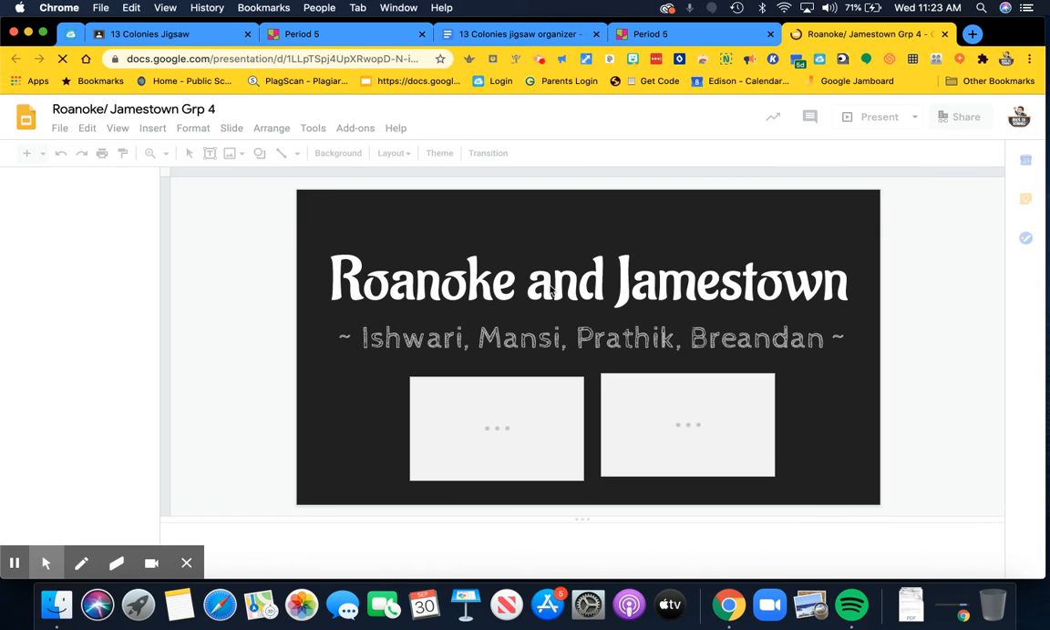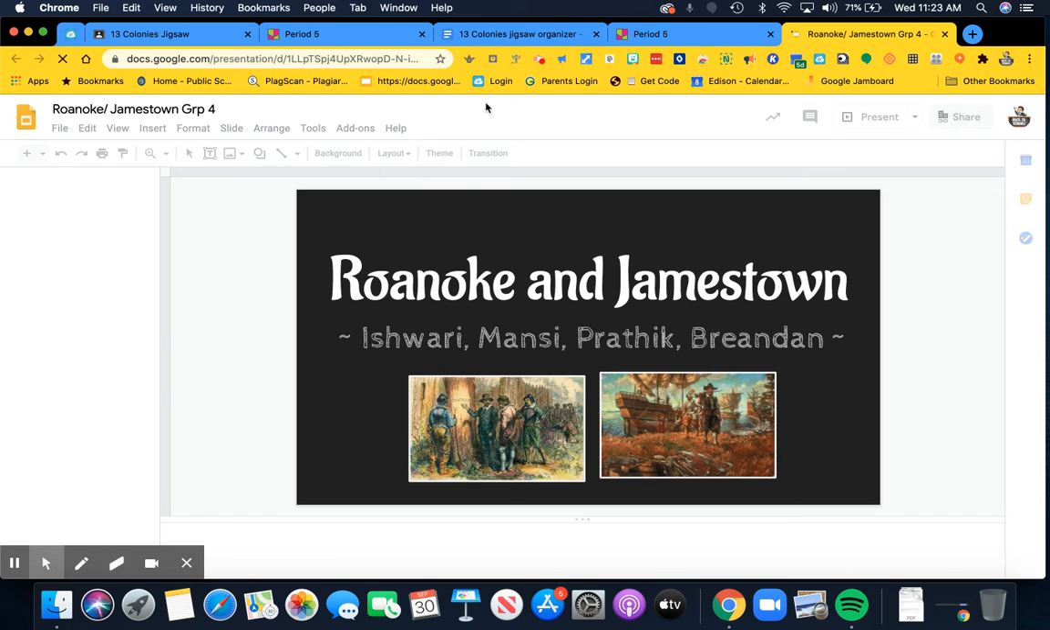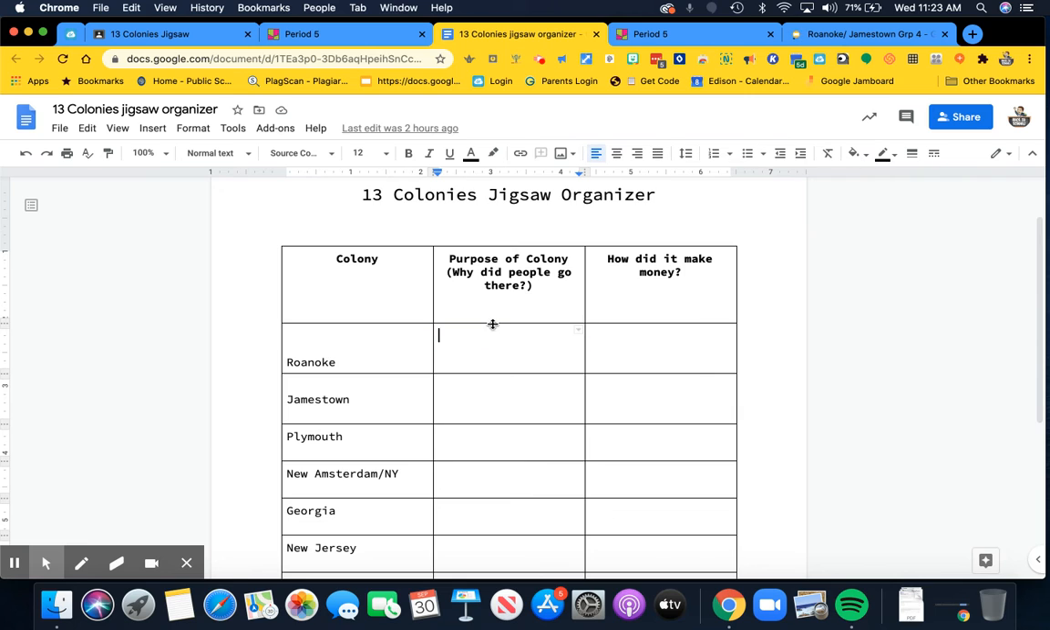So Roanoke and Jamestown. When you look at those two, you'll just go over to here, put the purpose and how it made money. I'm also going to add conflicts over there because some colonies had conflicts, some didn't. So if you don't see a conflict on that one slide, don't worry about it. It's not a big deal.